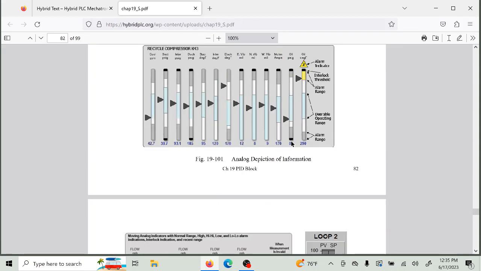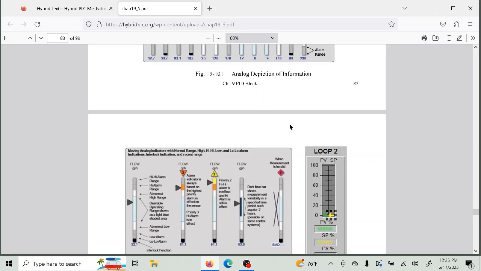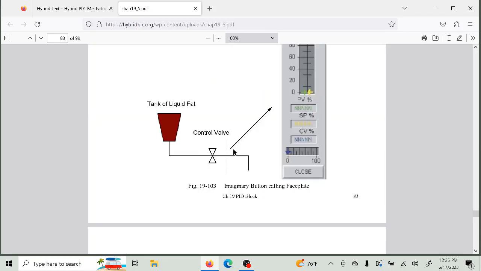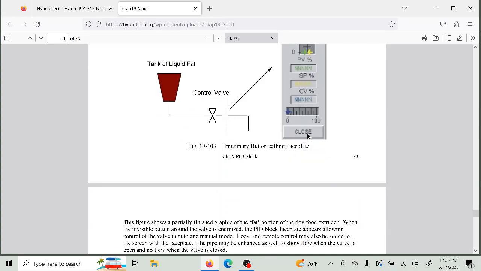More complicated process here, less complicated process. This works fine, but the invisible button brings this up, and then you can modify it, or you can do whatever you want to with it. But this tells you this information about this valve, and allows you to change it. Invisible buttons are very important.